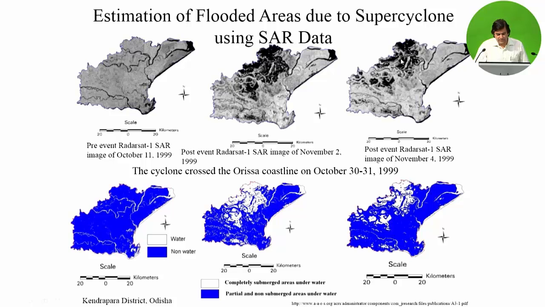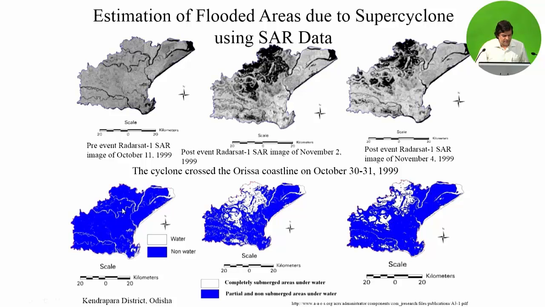And another image was collected on the 4th November after 4 days of the cyclone event. So after 4 days, now here we can see that the amount of water is decreasing, and this is showing the classification of the data set. So water body is represented in white color, and non-water area is represented in blue color.